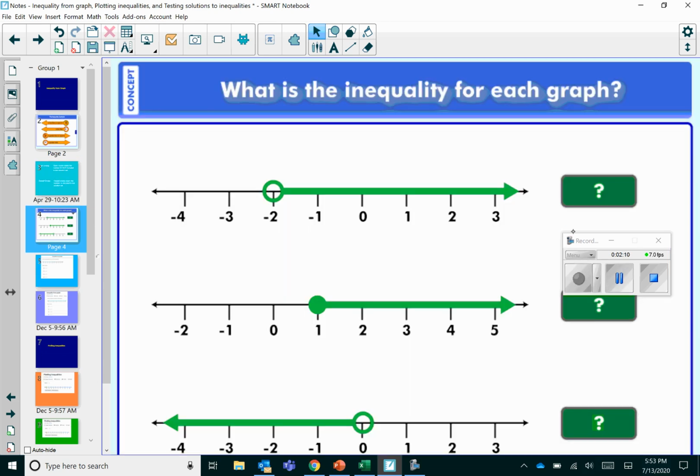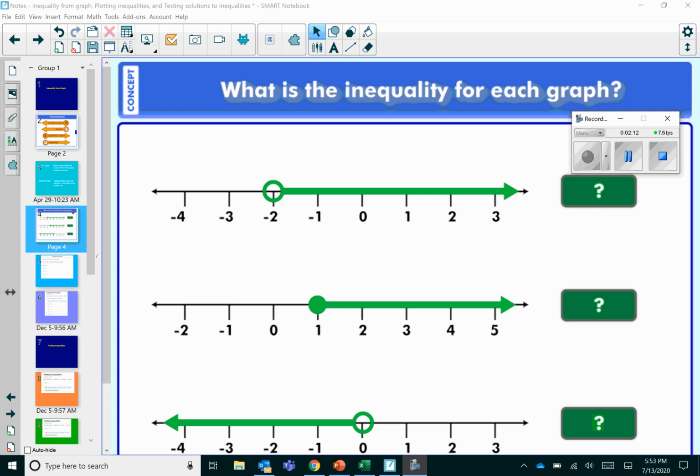It says, what is the inequality for each graph? Well, we've got an open circle around -2, so I know that it's either going to be greater than or less than. My arrow is going to the right, which means it's going to be greater than. So the way we would write this, if we're using a variable, is that x is greater than -2.